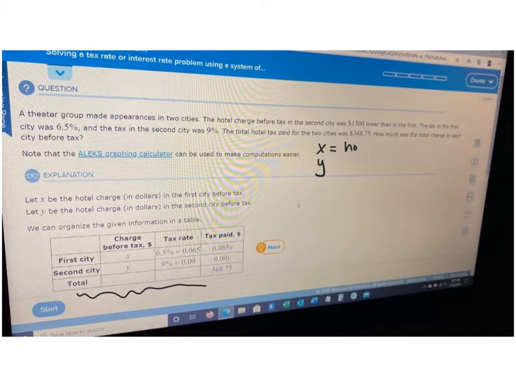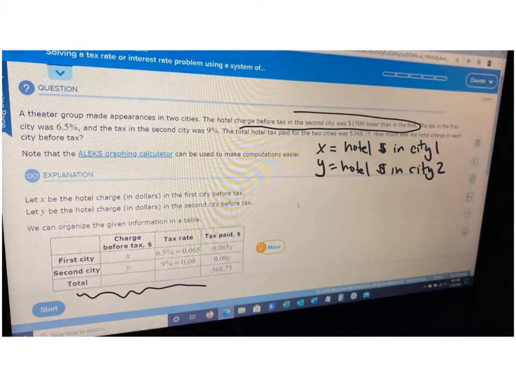So we'll say x is the hotel price in City 1 and y is the hotel price in City 2. That way it's going to give me two variables to make the equations. You're certainly welcome to do the table, but the way I do it is I say, all right, I know the second city was $1,500 lower than the first. So I can write an equation for that. That says the second city, which is y, equals 1,500 lower than the first. So that's x minus 1,500.